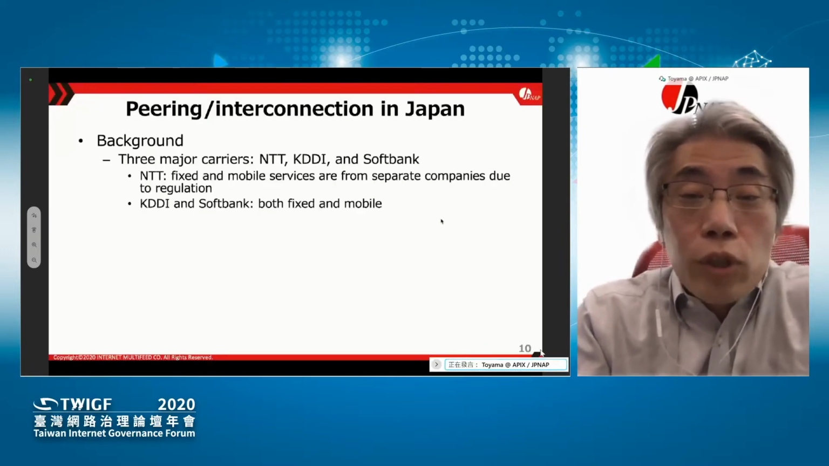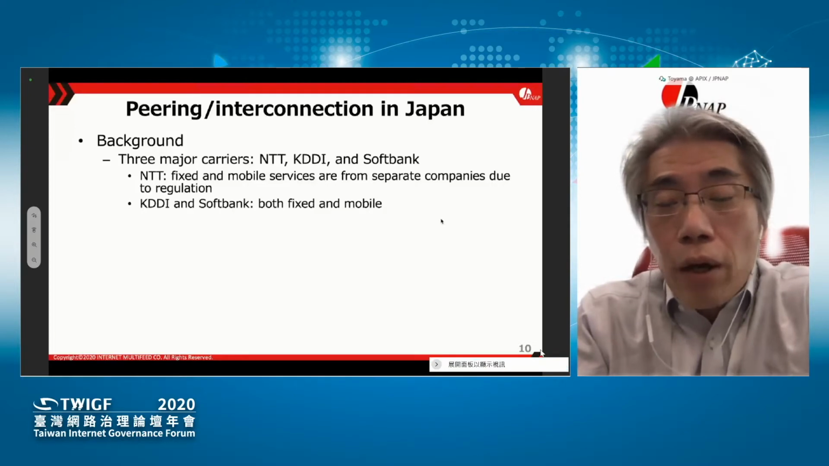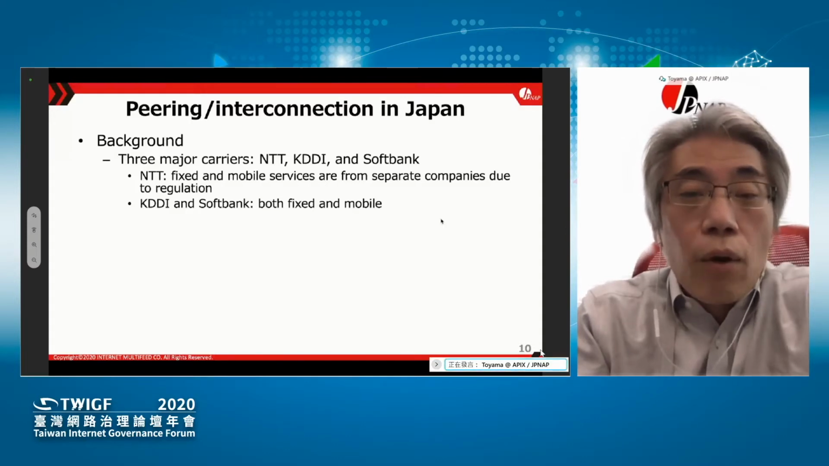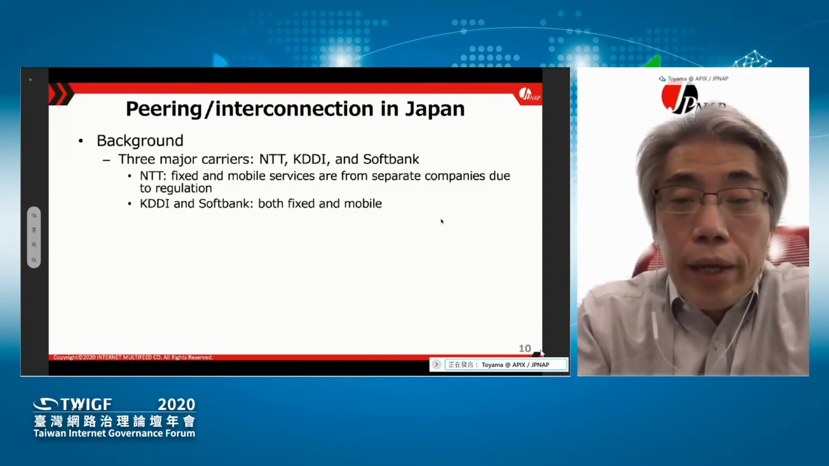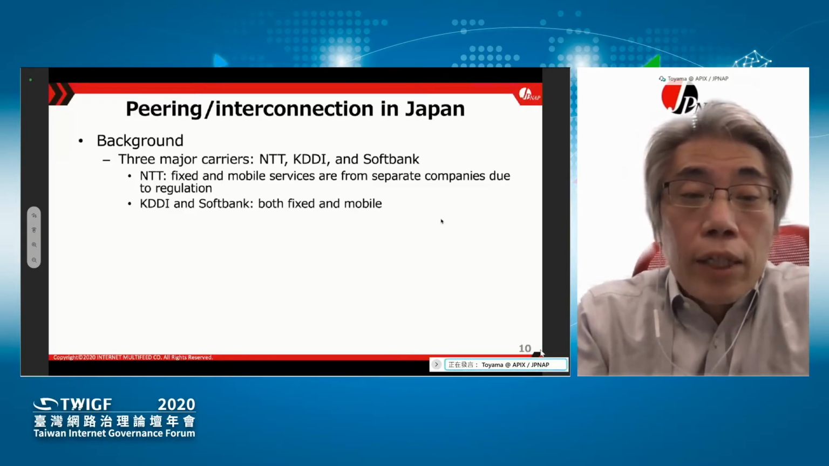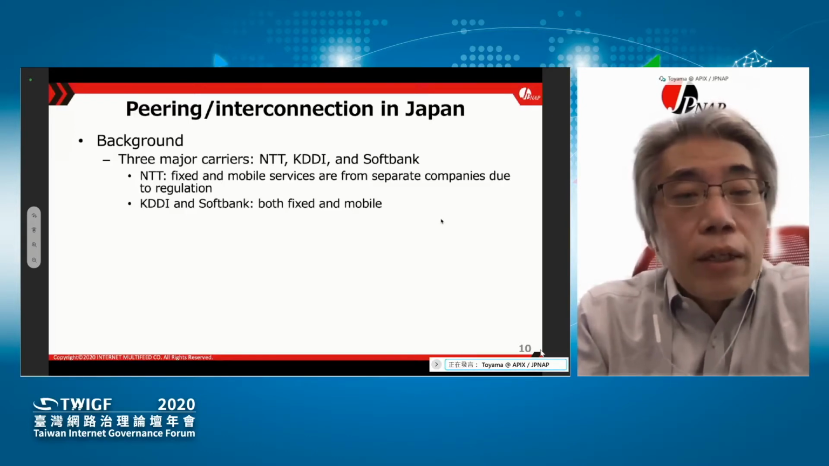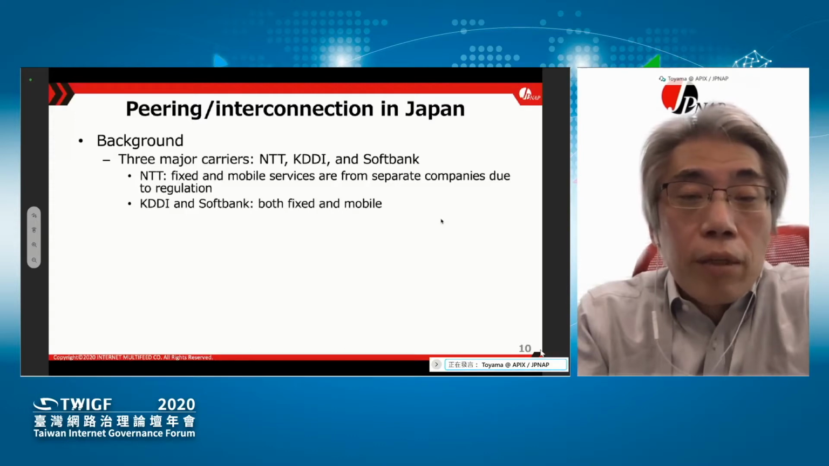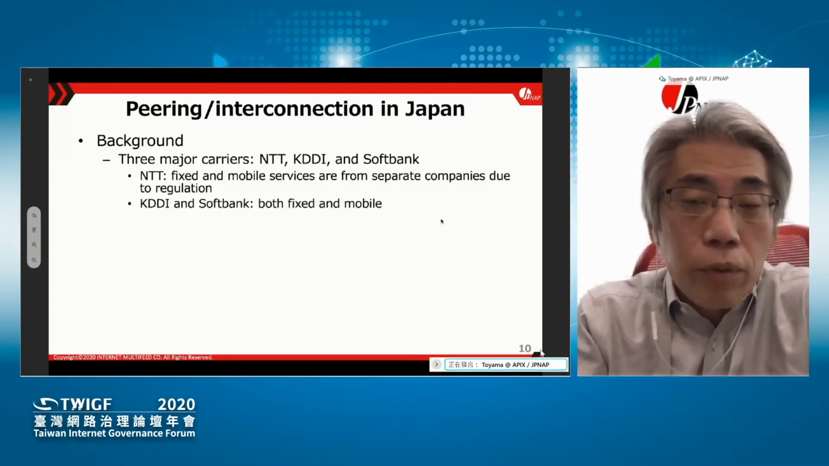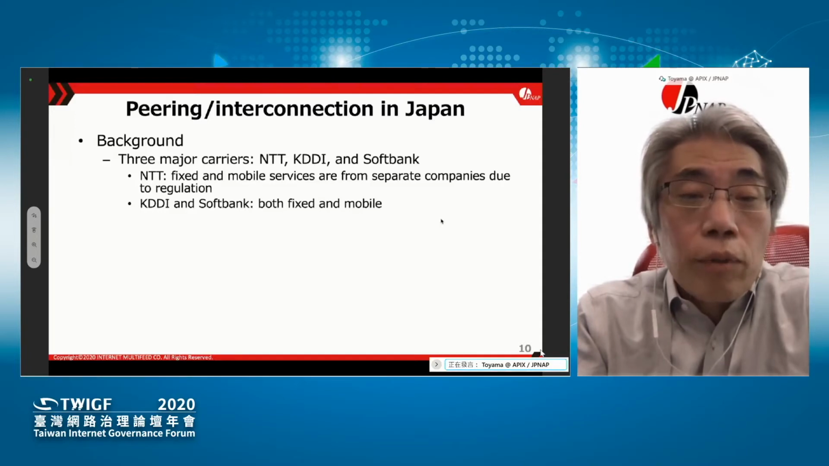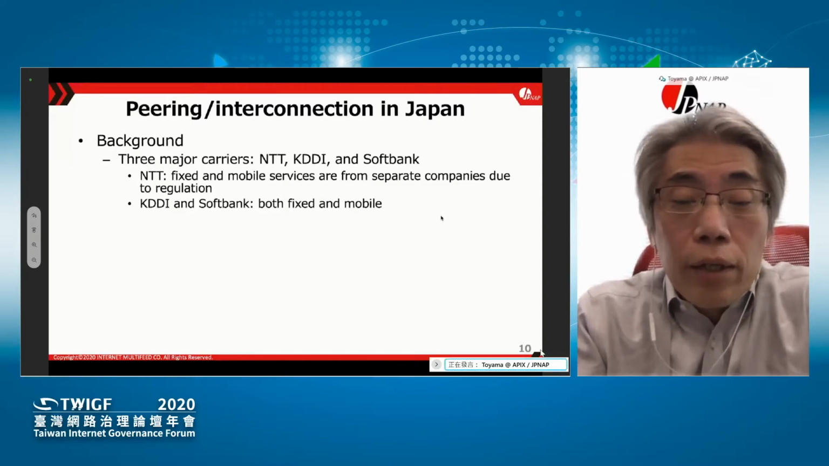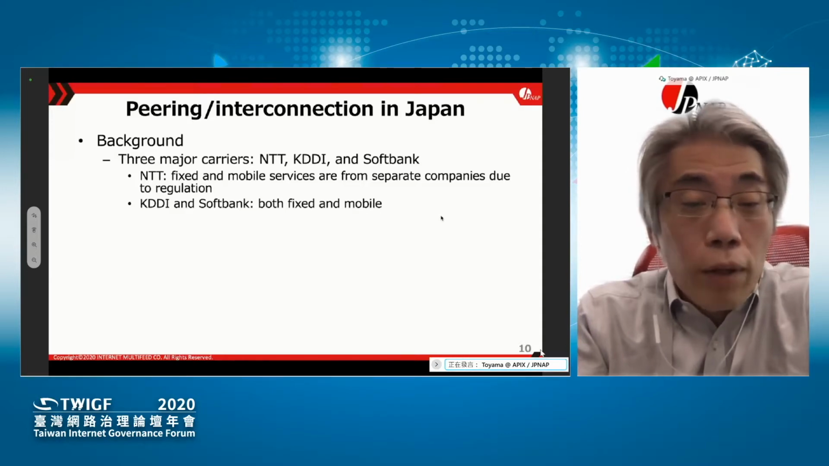Okay, so first I'd like to talk about the background in the carriers market in Japan. As you may know, there are 3 big carriers in Japan: NTT, KDDI, and SoftBank. NTT was an incumbent carrier, so currently they are regulated, and they provide fixed and mobile services from separate companies. For the fixed networks, NTT Communications, and for the mobile services, NTT Docomo. But KDDI and SoftBank both provide the fixed and the mobile services.